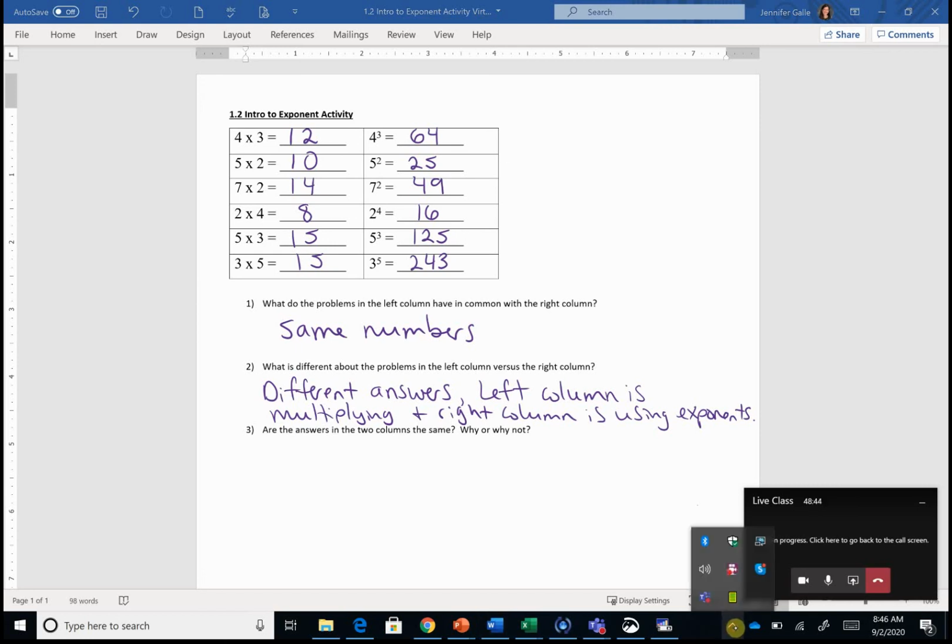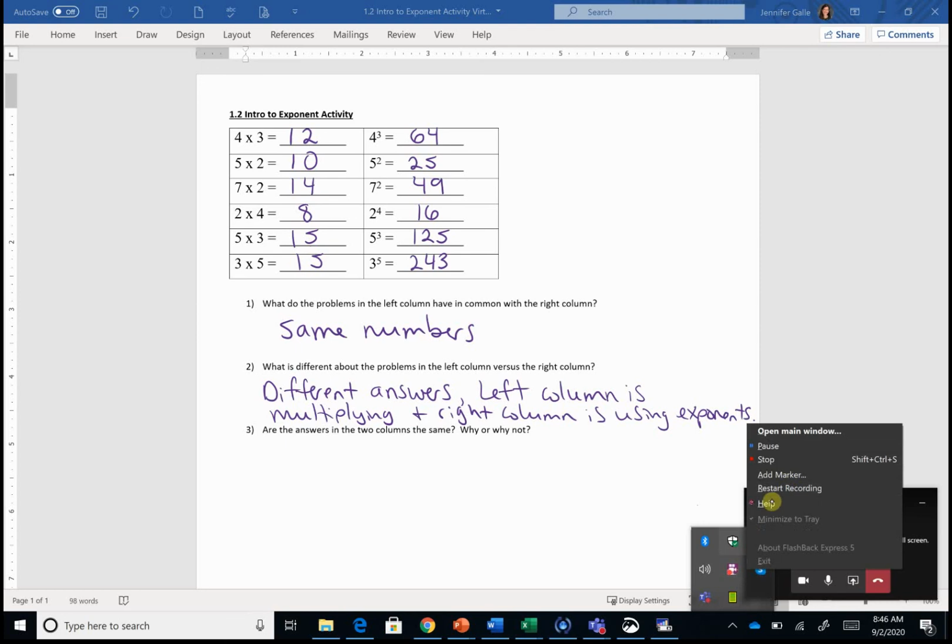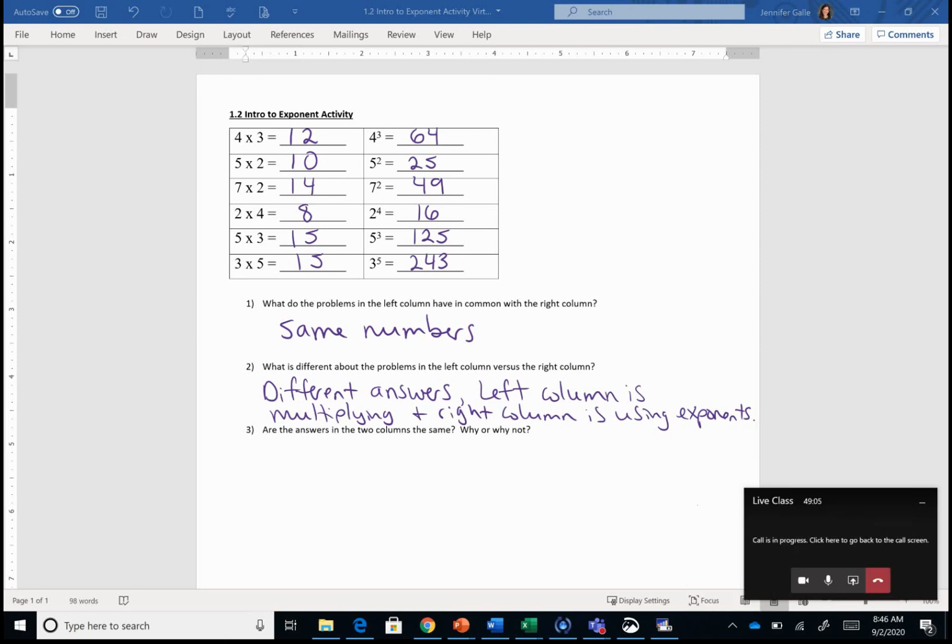So take a peek at question 3 for me. Are the answers the same? No. So multiplying gives a different answer than using exponents.